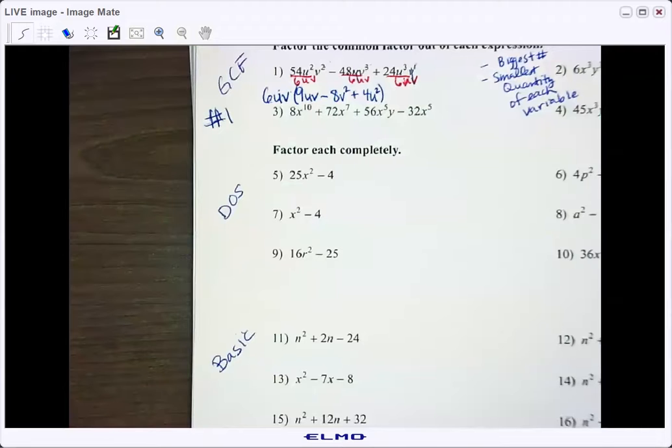What's the biggest number that goes into 8, 72, 56, and 32? And then how many X's and or Y's can I take out? Put that in the chat box, please. And while you guys are doing that, any questions as to how I got the answer to number 1? Okay, Jackie and Nathan have it, good. Once you get the number, tell me how many X's and or Y's.